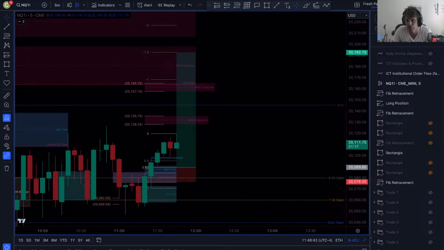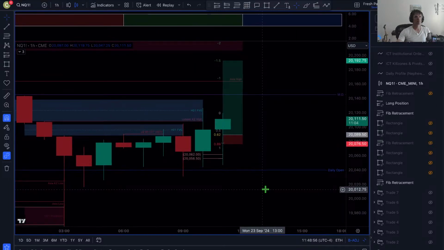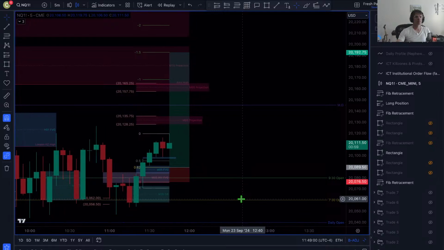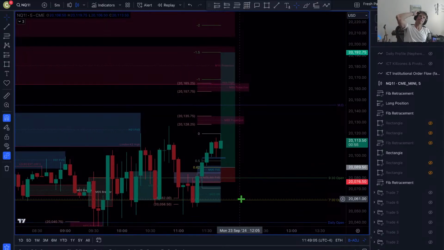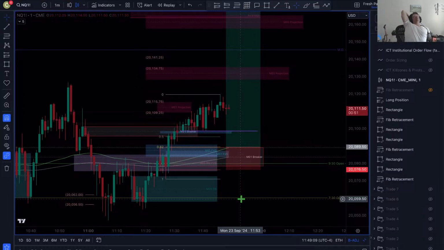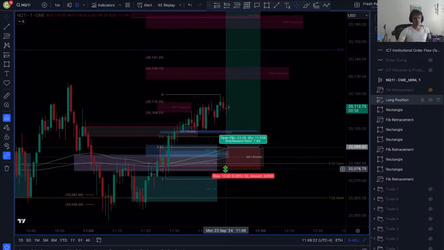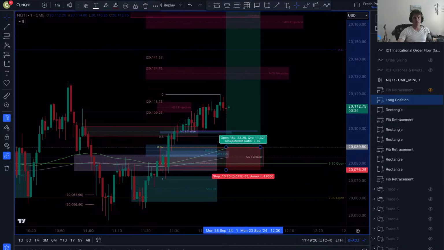Should be 115. What was that? Got all that loaded as it's a good cup and then grab the entry here. See if it sweeps that.